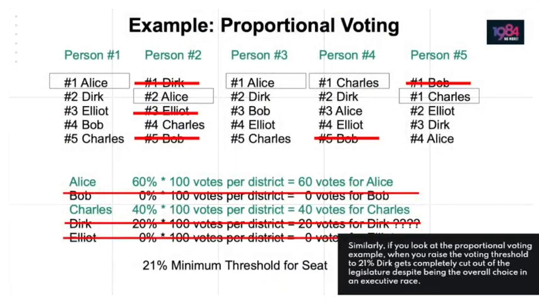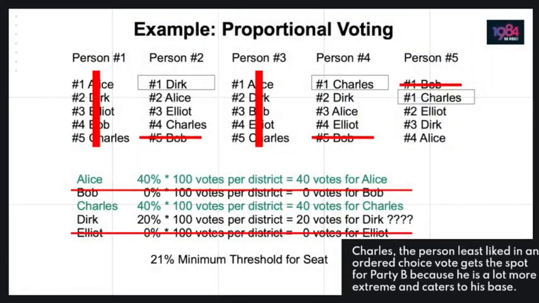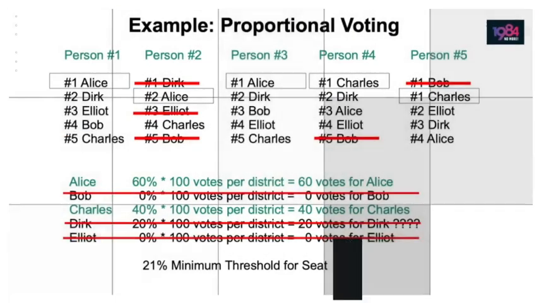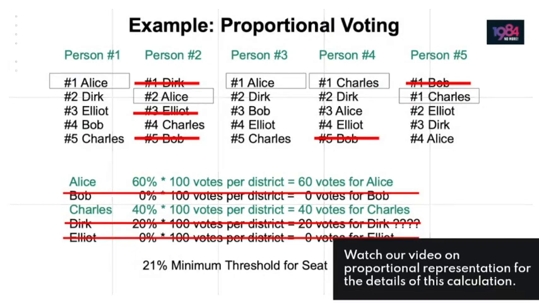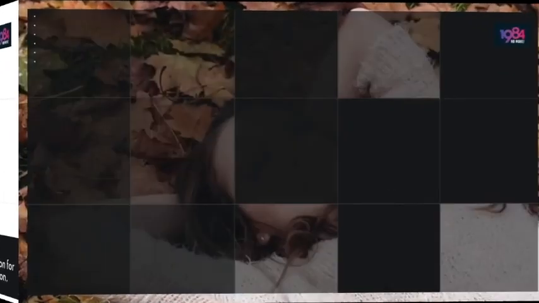Similarly, if you look at the proportional voting example, when you raise the voting threshold to 21%, Dirk gets completely cut out of the legislature despite being the overall choice in an executive race. Charles, the person least liked in an ordered choice vote, gets the spot for Party B because he is a lot more extreme and caters to his base. Watch our video on proportional representation for the details of this calculation.